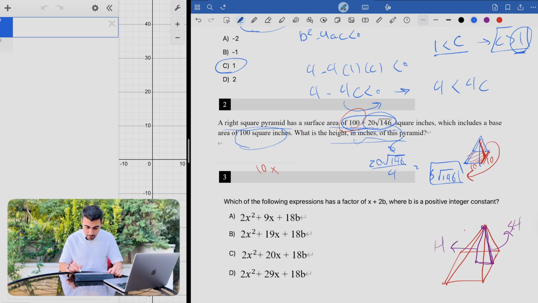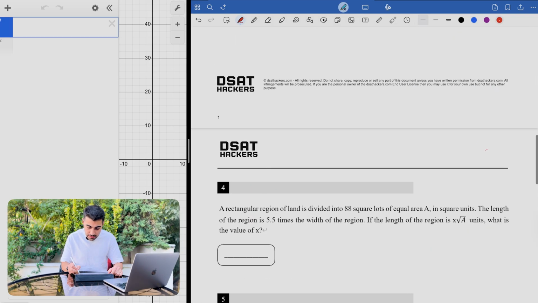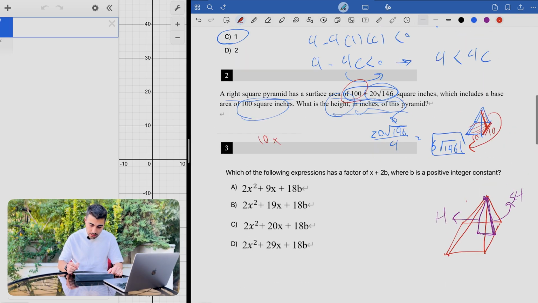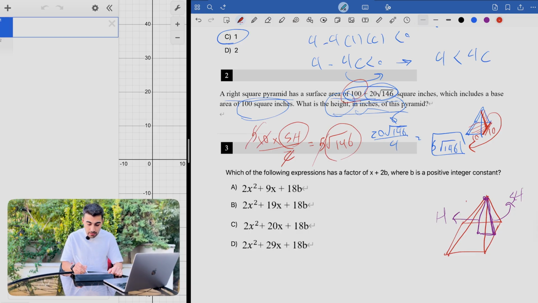So right now we have the height. That's what the question is asking us. So 10 times the slant height, I'll put sh, divided by 2 is equal to 5 square root 146. So what is this slant height? So this 2 and this 10 cancels to 5. So this 5 and this 5 cancel. So we have the slant height as square root of 146, right? So slant height is root 146.